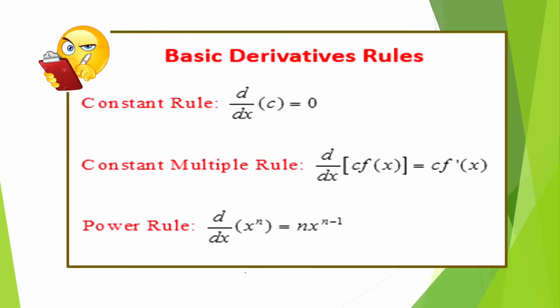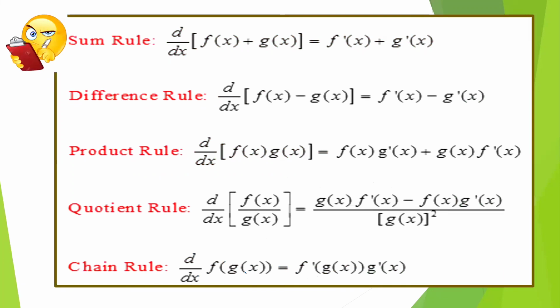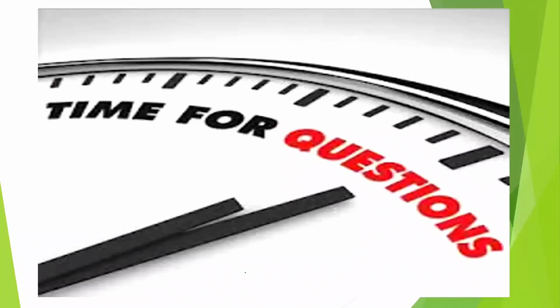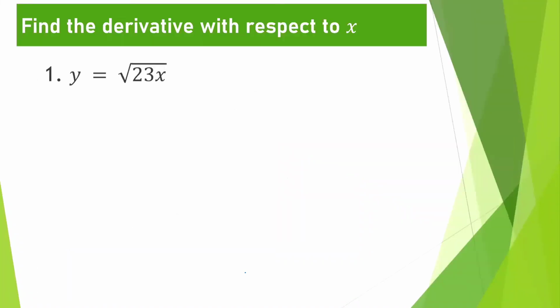So these are our basic derivative rules again. These are the sum, difference, product, quotient, and chain rule. Those are the differentiation rules we have to remember. I hope you are now ready for our time for questions. Question number 1, find the derivative with respect to x.